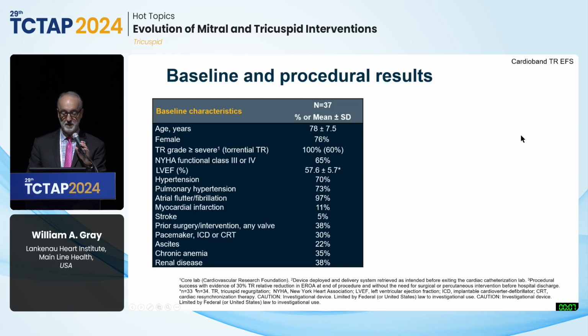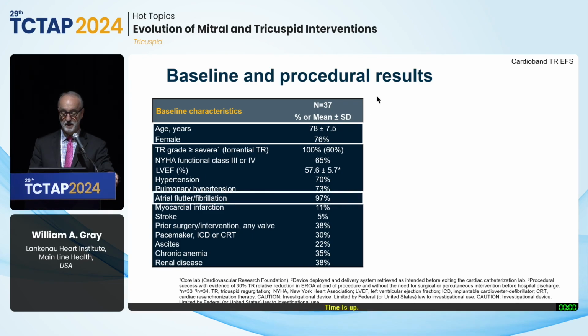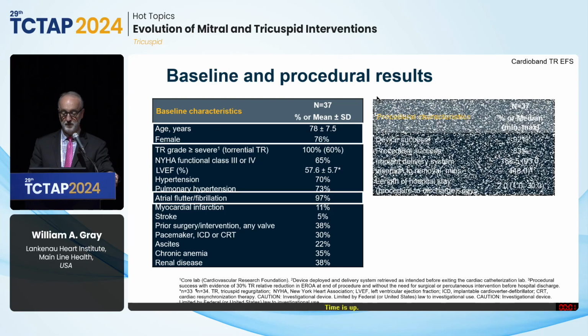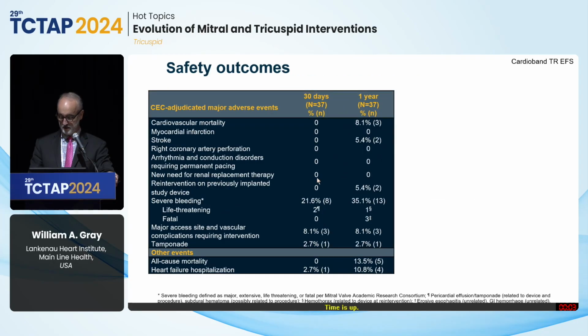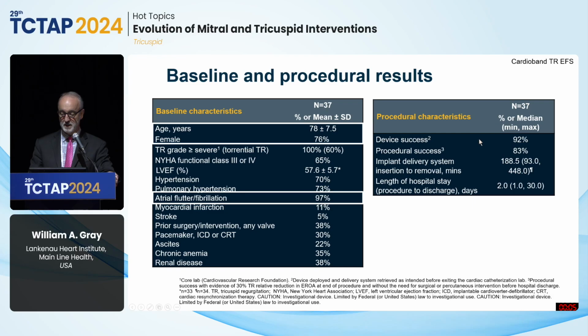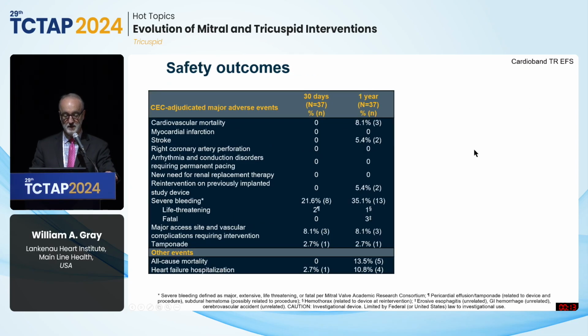This is the 1-year data set, and you're going to see here, again, very similar result, demographics to the TRILUMINATE study, a lot of atrial fibrillation and flutter. Device success, actually, let me go back there. The device success was excellent at 92%. Unfortunately, it took over 3 hours to put the device in, and that's what the engineers are working to fix in the next iteration of the device.